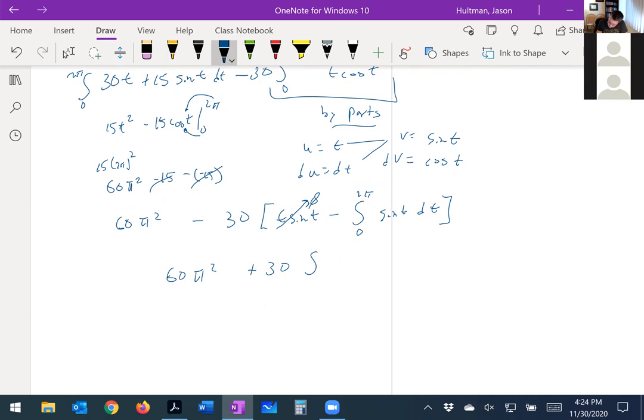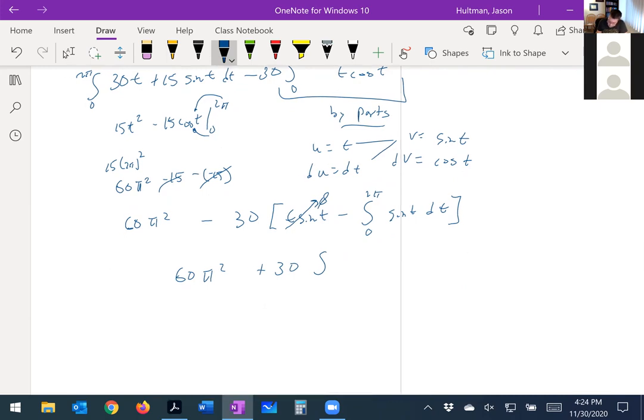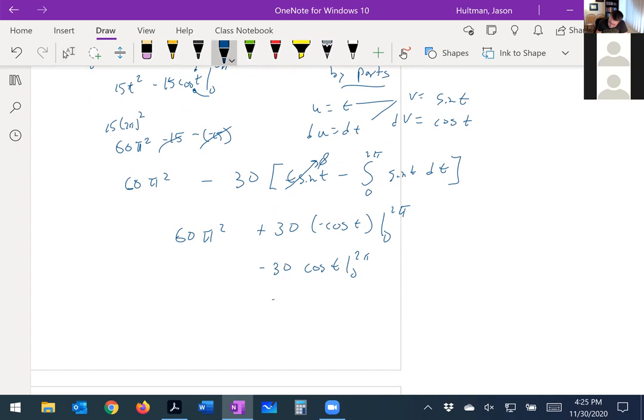Integrate this thing, right? So that's just going to be negative cosine. 30 times the negative cosine t from 0 to 2 pi, and we come out with the same arrangement that we had before, where if you plug in a 2 pi, it goes to 1, and if you plug in a 0, it goes to 1. So we're going to be subtracting the exact same thing. We take a negative 30 and subtract off a negative 30, which goes to 0. So the whole thing goes to 0 except for this piece here. That's the hard way to do this. Does anybody know the easy way to do this?